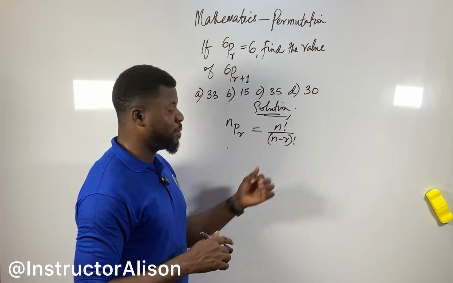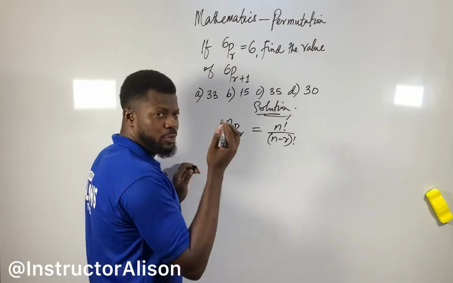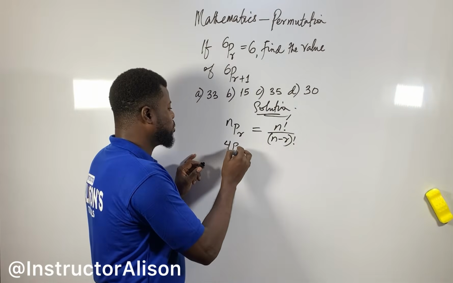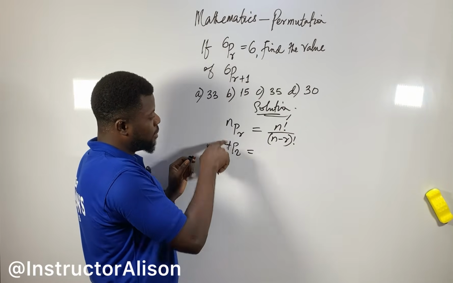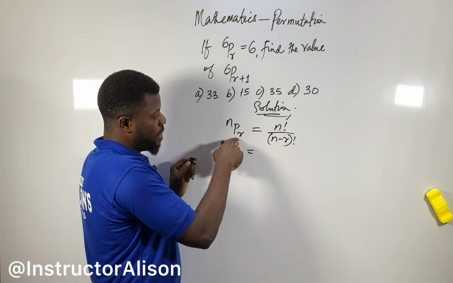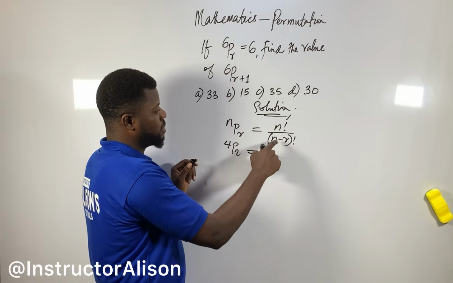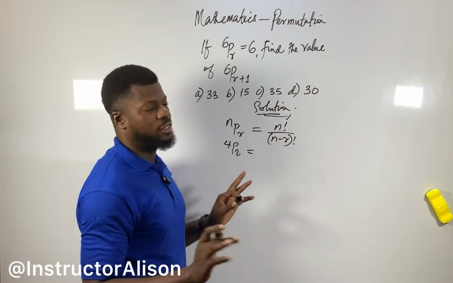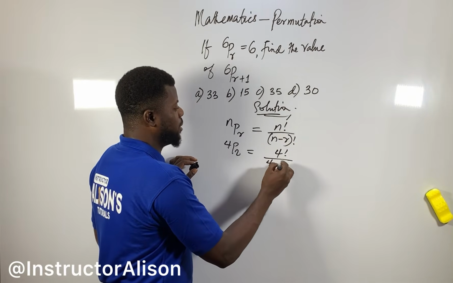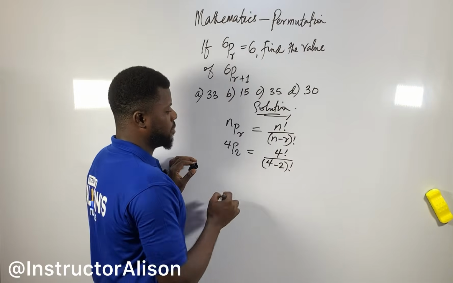If they give you a question like this, I will play with it before I start to solve. If you are given 4 permutation 2, it means this 4 takes the position of n, and 2 takes the position of r. So anywhere you see n, you put 4, and where you see r, you put 2. I want to show you how to solve this. I get 4 factorial all over (4 minus 2) factorial.